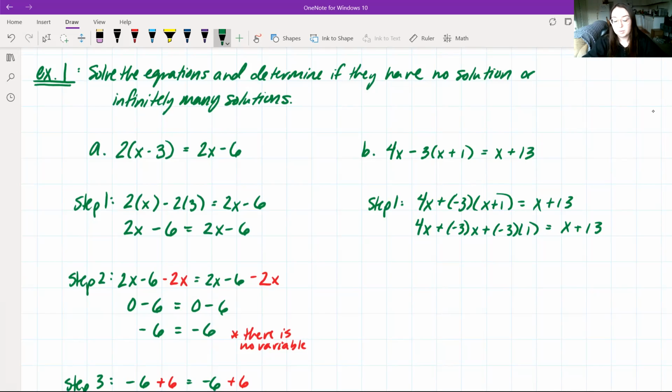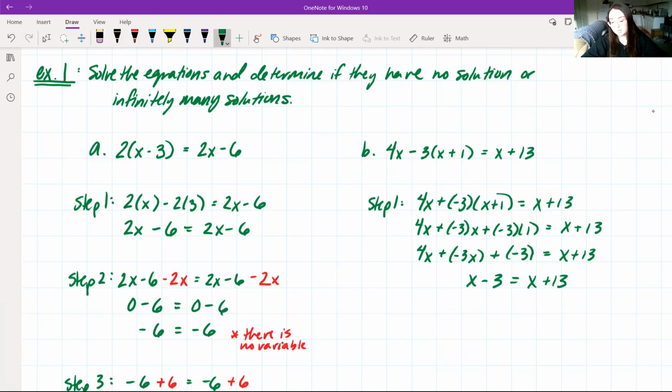And now we just want to multiply out our terms. So we'll get 4x plus a negative 3x plus negative 3, and this is equal to x plus 13. And now we see we have 4x plus negative 3x. We have the same variable and it has the same exponent, so we can combine our like terms. So in this case, since it's 4x, technically minus 3x, this is just going to leave us with x minus 3 is equal to x plus 13. Our plus negative 3 we can just turn into x minus 3 now.